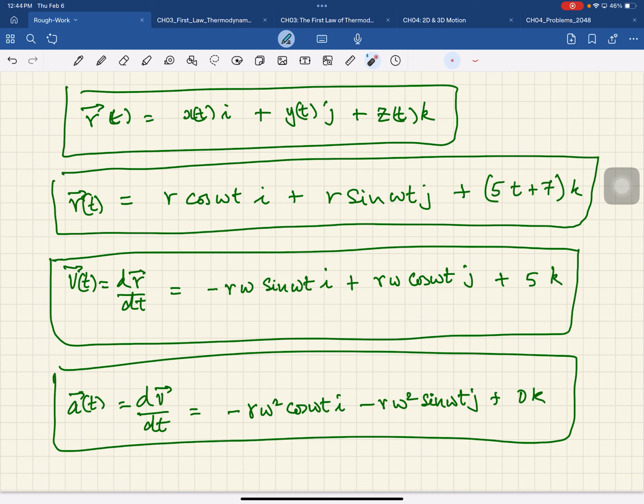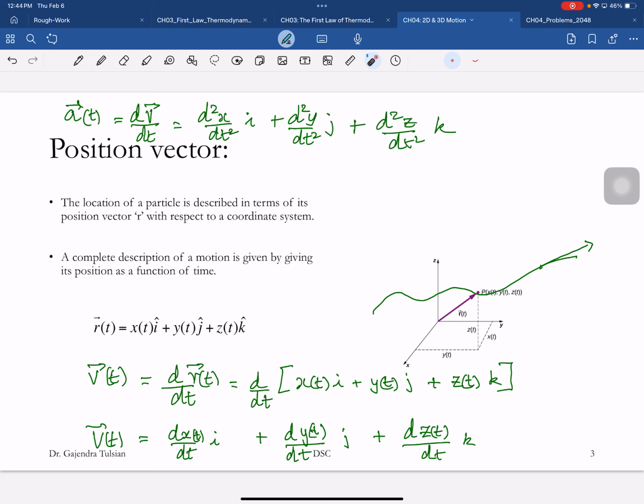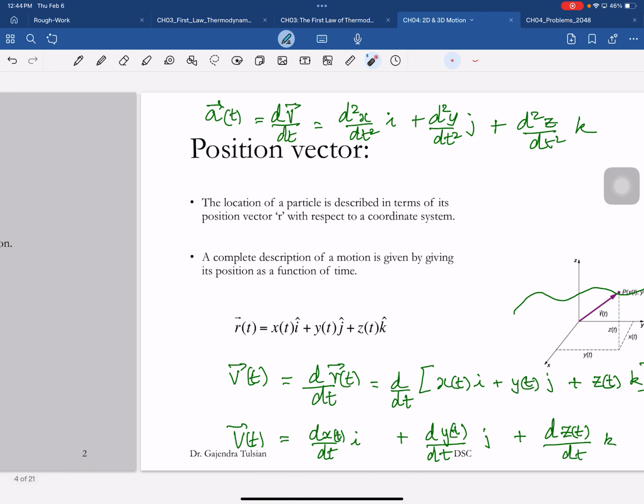If you're looking at 2D motion, what does that mean? A motion that's happening only in 2 dimensions in a plane, all you need is two functions. All right, so that's this chapter. So now let's go over the slides.